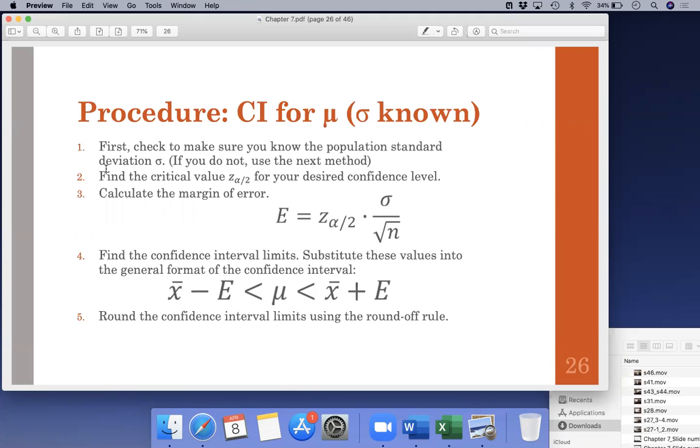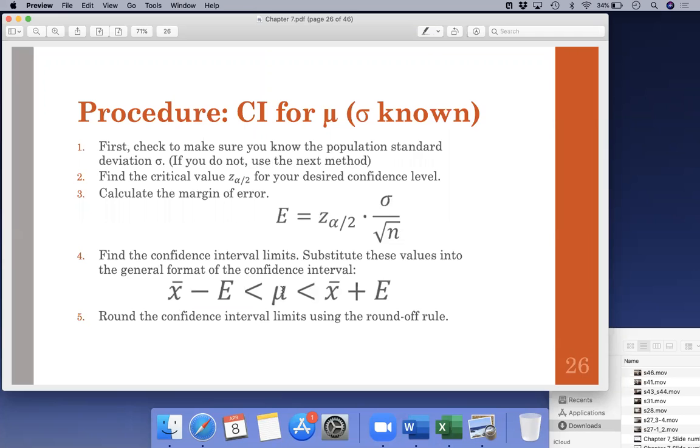The second step is to find the z critical value for your desired confidence level. You know how to find critical values. We did this in our last section also. Then the third step concerns the standard deviation. That's why you have to make sure whether you know this or not. If you know sigma, you can use this formula. Otherwise, we have to use our next method.